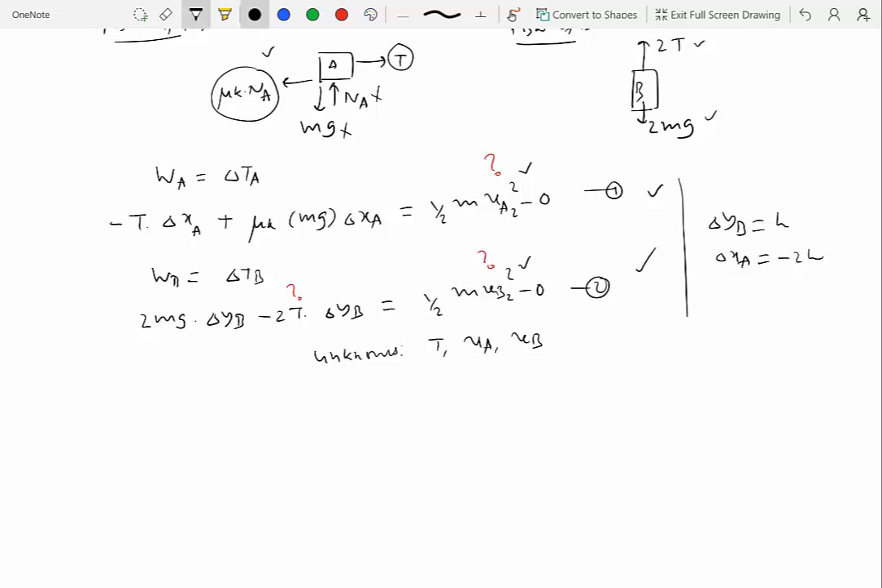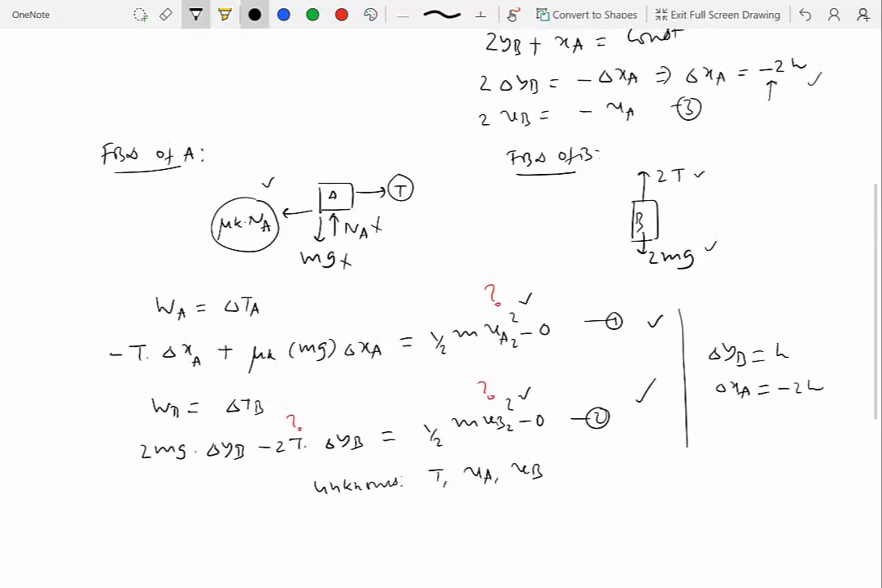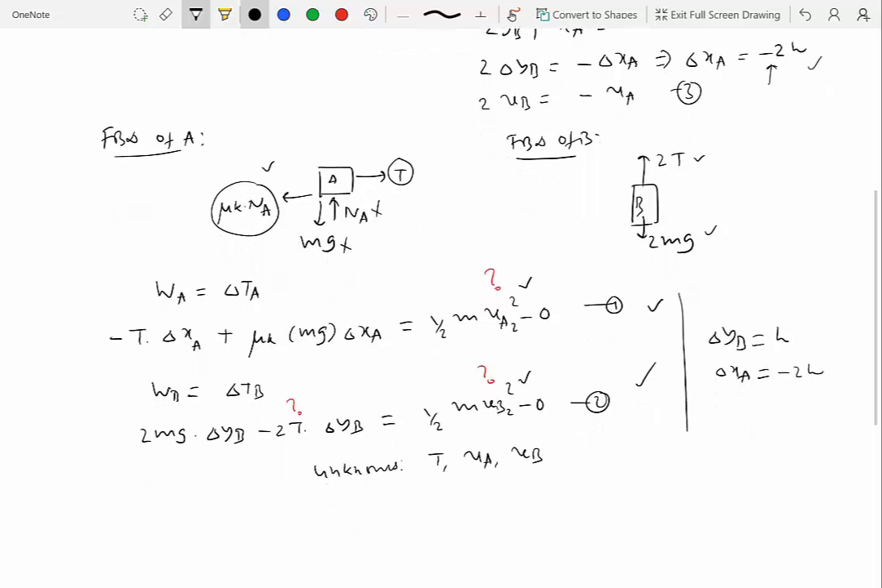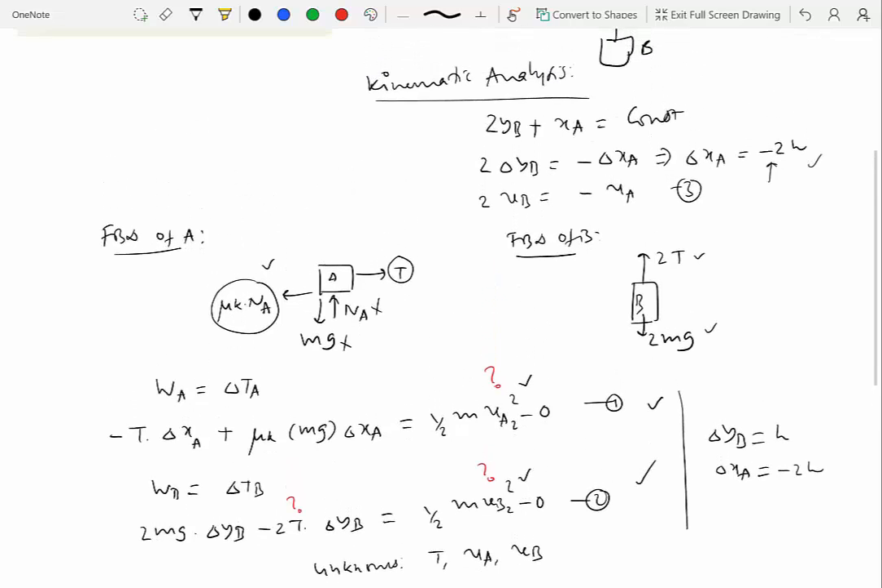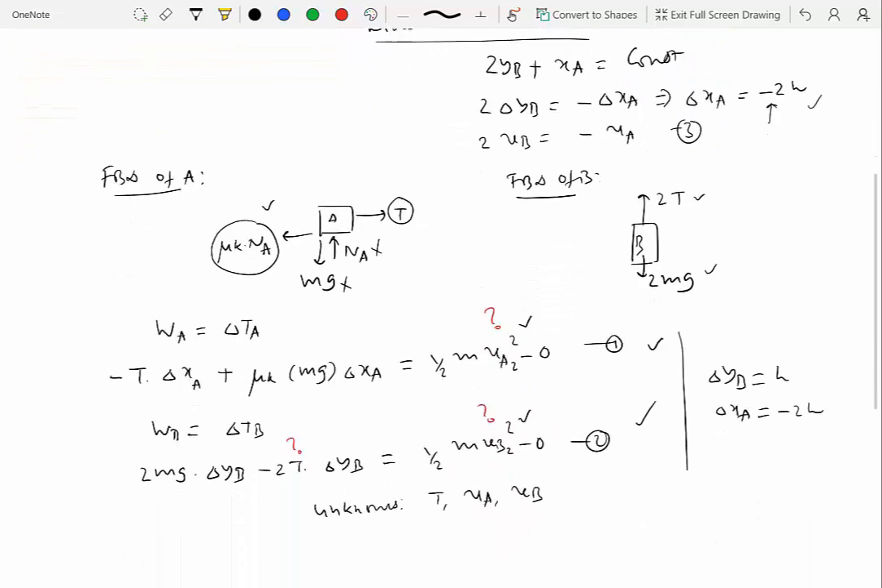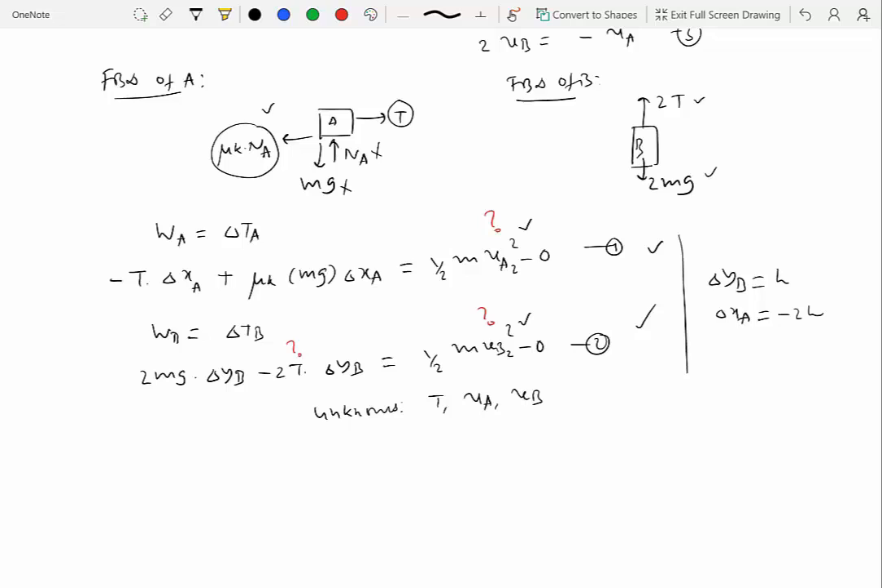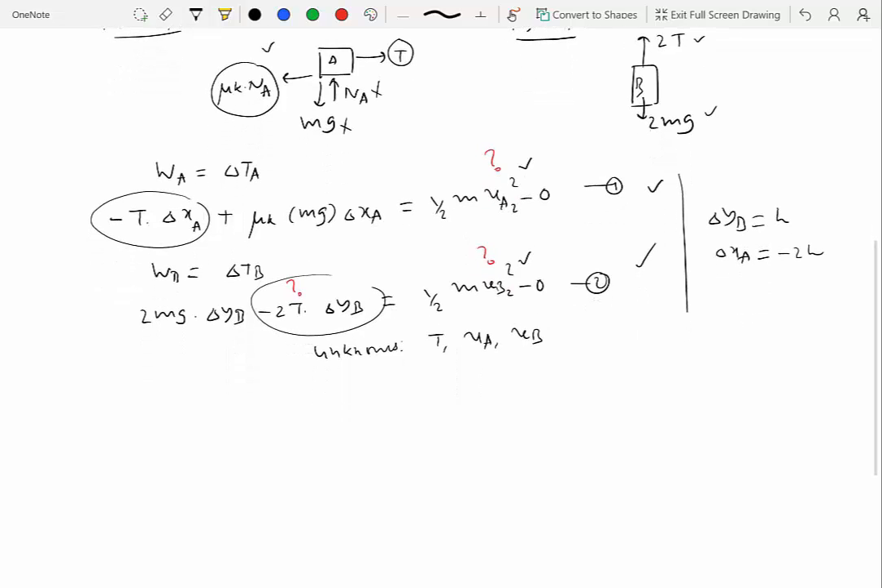One thing to notice in this analysis is that we actually wrote the work energy equation for the two particles individually. The question is, could we have applied this for the system, that is A and B together? You could actually have done that for the system, but in general, it is not necessary that the work done due to internal forces would cancel out. For example, in this case, you can see that minus T delta x_A and minus 2T delta y_B are actually equal in magnitude, right? Which means that if you add these two equations together, these two would cancel out, right? You can see that. So delta y_B is h.